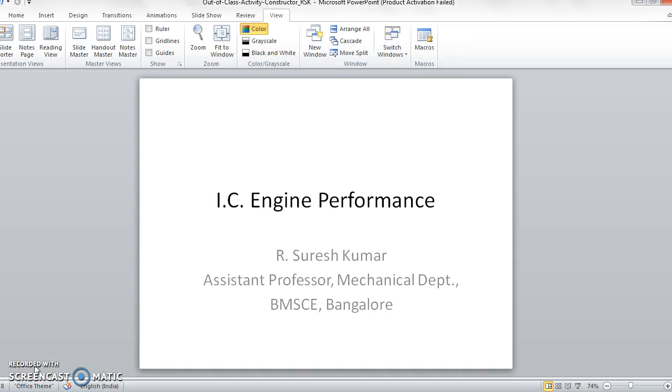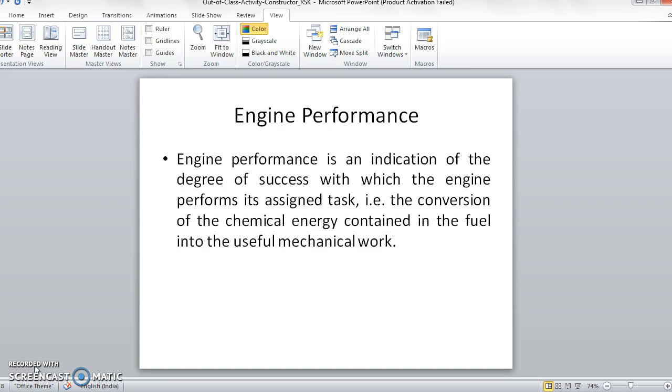Today, let us try to understand what is performance of an IC engine and the various parameters that affect the performance of an IC engine. Engine performance is the ability of an engine to perform the task assigned to it, and the task of an engine is to convert the chemical energy present in fuel into useful mechanical work.